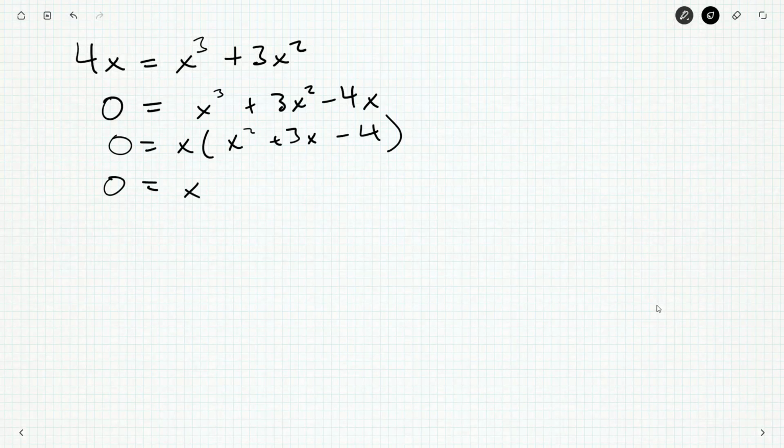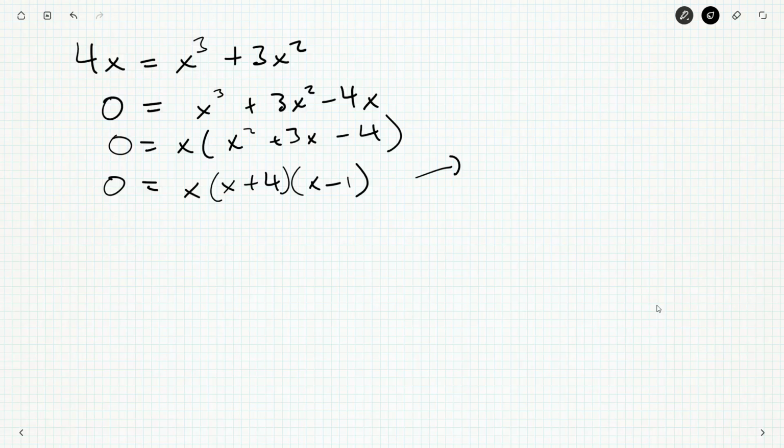Now, can we factor this quadratic? Two numbers that multiply to -4 and add to 3. Of course we can. +4, -2, and -1. Okay, so a product of things is only ever 0 if at least one of those things is 0. And that's why we rearrange things to get 0 equals and then factor. It's because we can exploit that property.